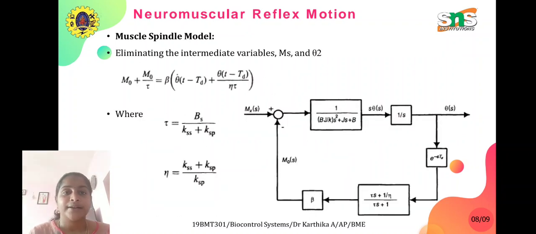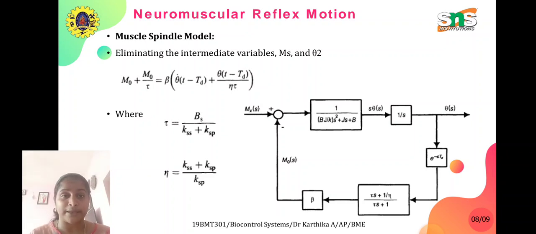The muscle spindle model is shown here. Here the input is mx of s, which is fed into 1 by (BJ by K s squared plus J s plus B), and the output is s theta of s, which is fed into 1 by s. The output is theta of s, and here we have e power minus tau D s, the term which indicates the delay. The next term is (tau s plus 1) by (eta tau s plus 1), and finally we have beta, the muscle spindle model element, and we have m0 of s. Here we have a summing point, plus and minus.